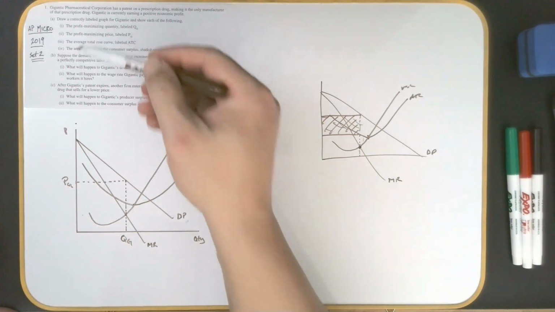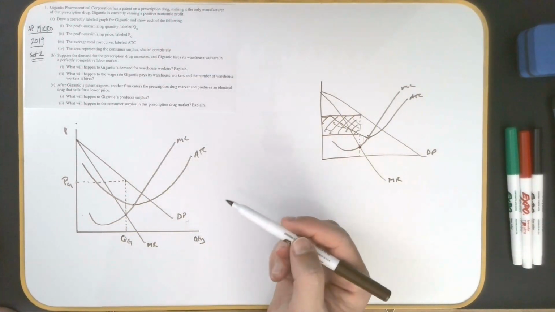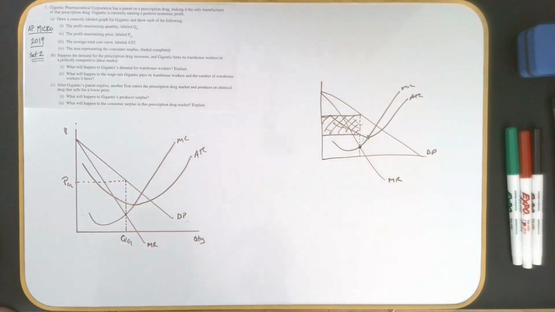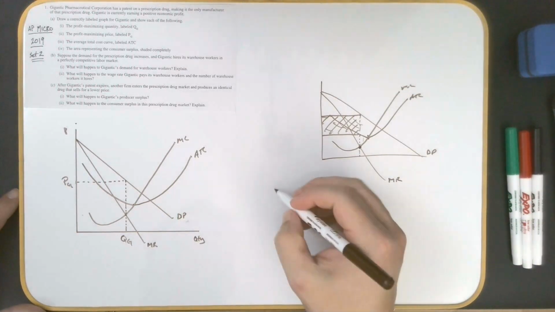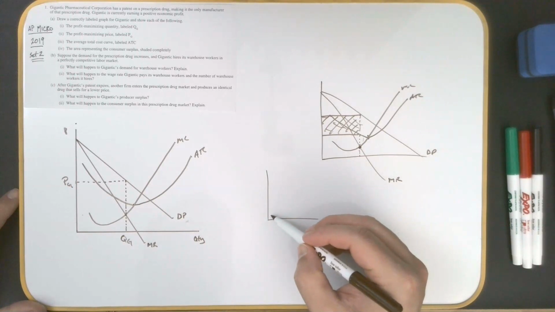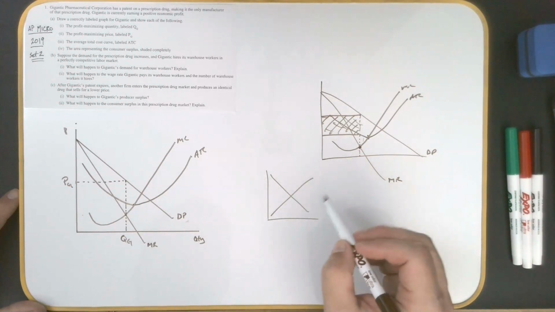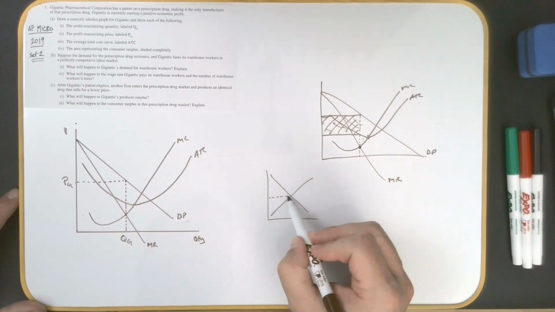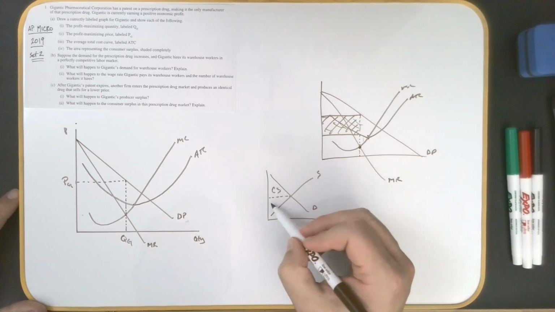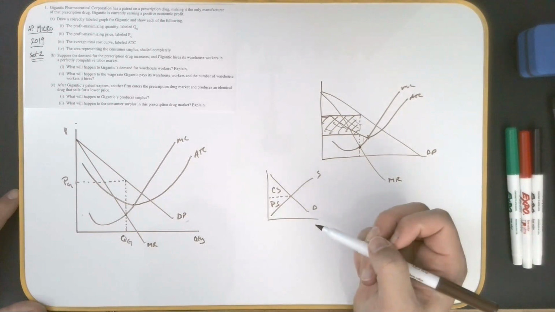All right, we've got A, 1, and 2 done. Part 3, average total cost curve labeled. We did that. The area representing the consumer surplus shaded completely. Okay, so just a quick review. Sometimes when you do this on a market type, it can be a little confusing. But normally, in a nice simple supply and demand curve, you know that your consumer surplus is up here and your producer surplus is here.